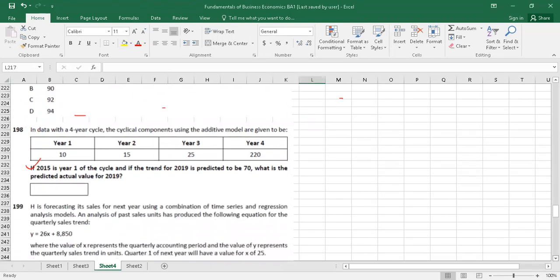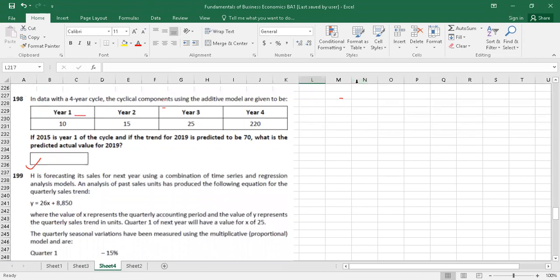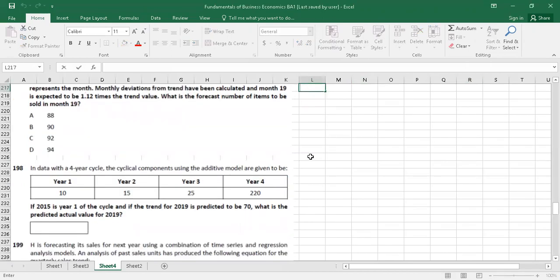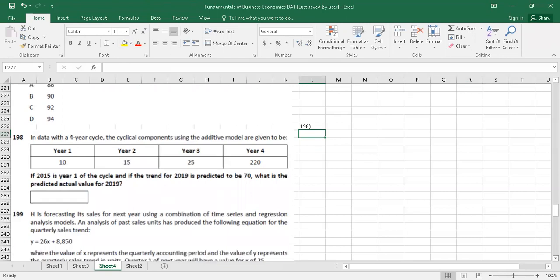In data with a 4-year cycle, the cyclical components using the additive model are given to be, we have year 1 to year 4: 10, 15, 25, 220. 2015 is taken to be year 1. So if we have the values given, if this is 190, if this is 198, see year 1, if it is taken to be 2015, then we have year 2, then year 3, then year 4, okay? So 2015, 2016.